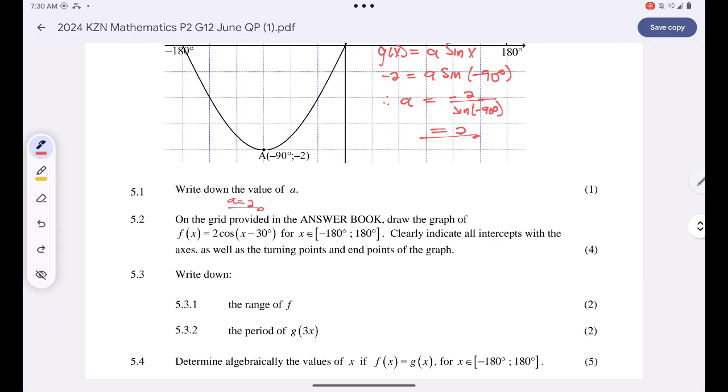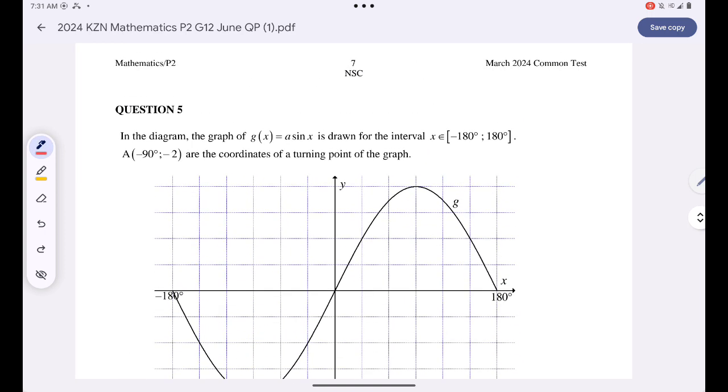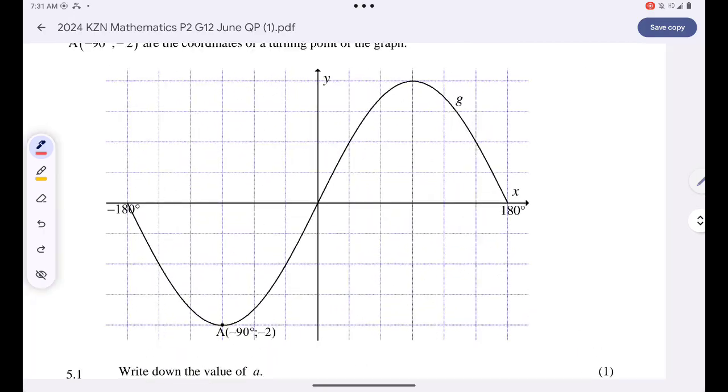Okay, now I'm told that on the grid provided in the answer book, draw the graph of f of x for the x values between negative 180 and 180. Clearly indicate the intercepts with the axes as well as the turning point and endpoints of the graph. They want us to draw a graph.